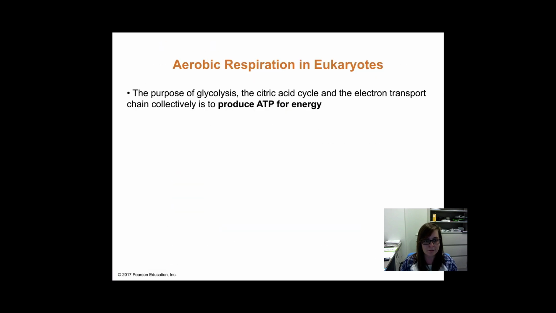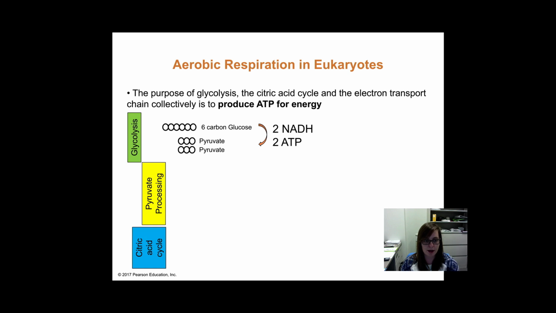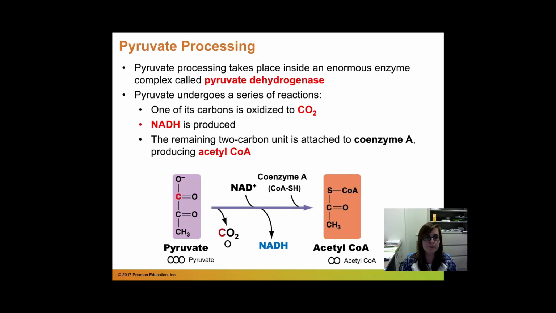The next step we're going to talk about is pyruvate processing. Pyruvate processing takes place inside an enormous enzyme complex called pyruvate dehydrogenase. That's the enzyme that's really working during this reaction. What pyruvate dehydrogenase does is convert pyruvate into acetyl-CoA.